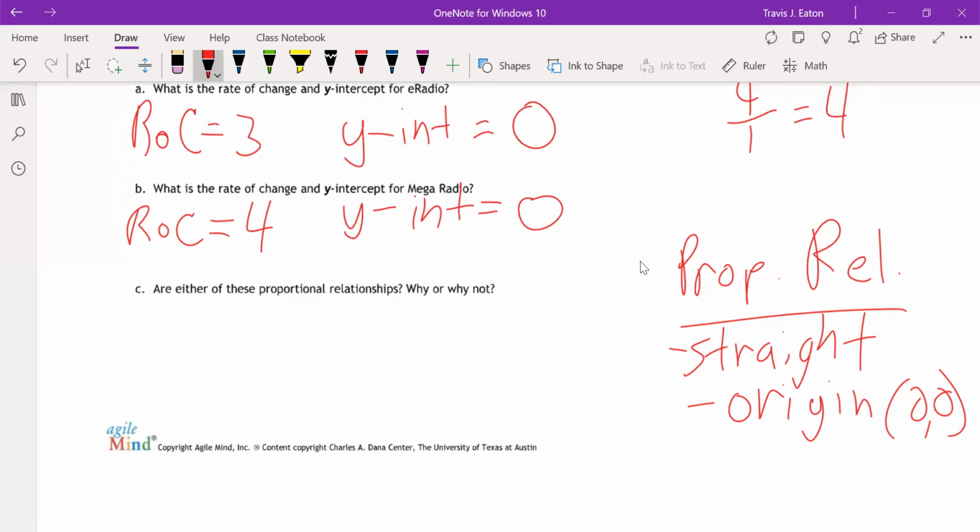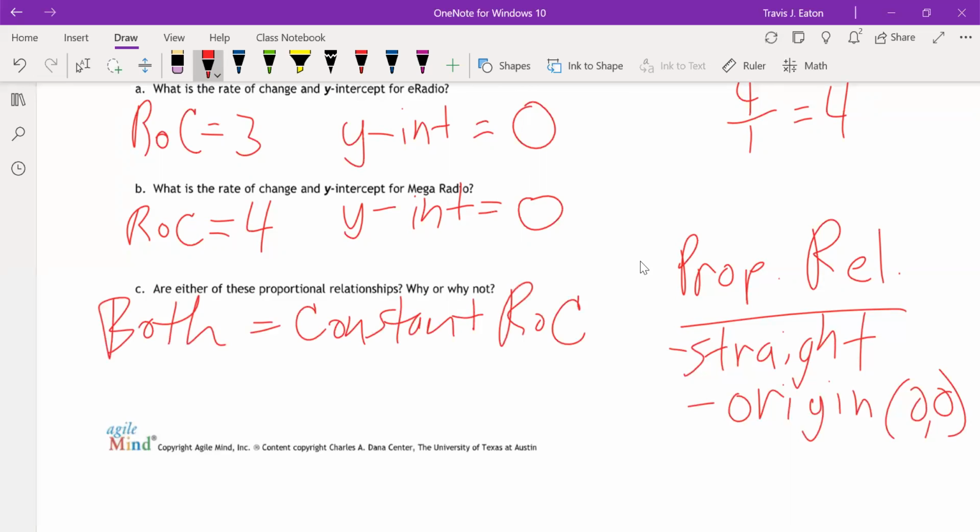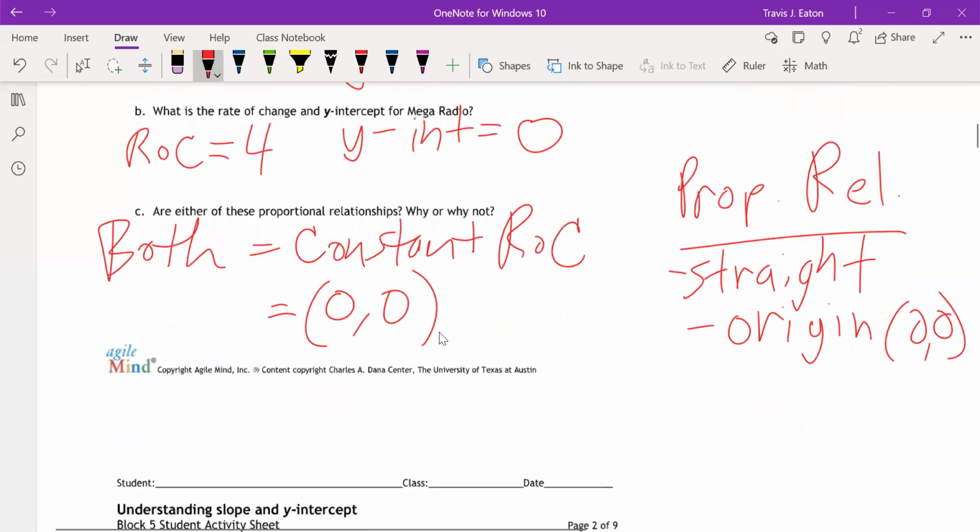So are either of these proportional relationships? Well, of course they are. They are both proportional because they have a constant rate of change, meaning it has a straight line, and also they both pass through 0, 0. When x is 0, y is 0. Okay, that's how we know that they are proportional relationships.